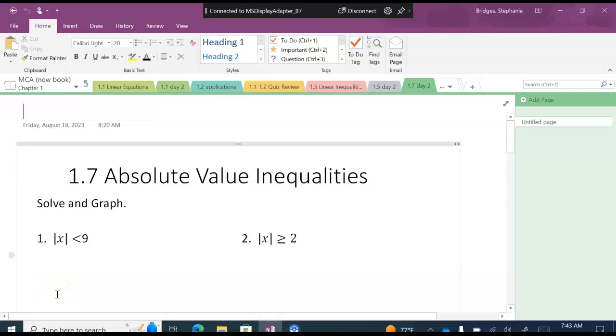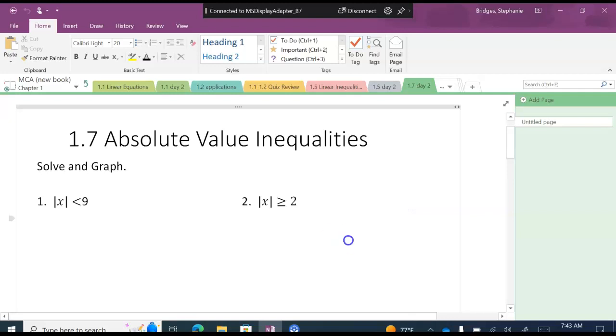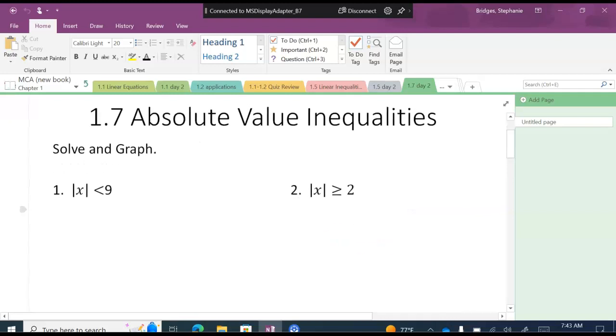Okay, so again, this is still 1.7, but this is just absolute value inequalities. And I want to show you why they work the way they work before we just get into remembering GoLA and going from there. So, if you'll give me 2 seconds. All right, so it says the absolute value of x is less than 9.